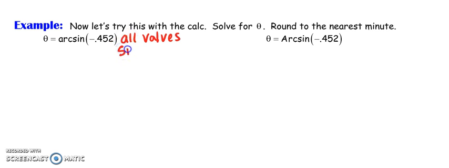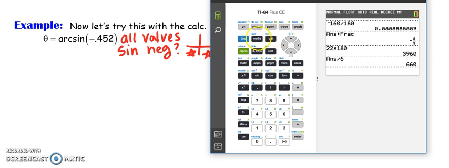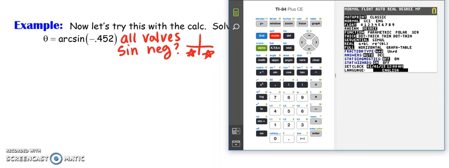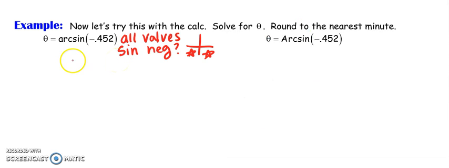So where is sine negative? If we think about it, sine is negative in the third and the fourth quadrant. Okay, cool, fine. Well, we need to find one of those values. Now we're going to have to use our calculator, right? So the first thing you want to make sure is your mode. They said round to the nearest minute, right? So we're going to make sure we're in degrees, which I am, so that's good.